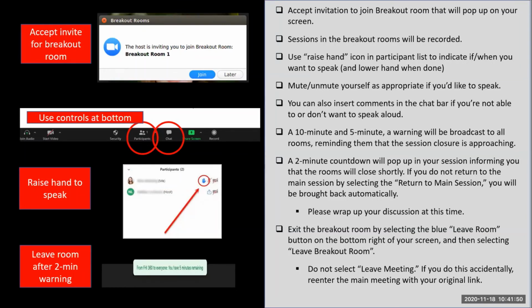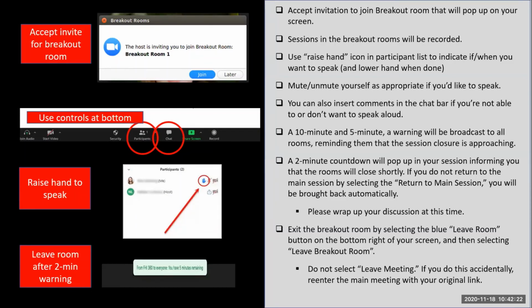We are hoping that there will be lots of time for interactive discussion. The facilitators will be guiding the discussion, and just for the sake of making things easy, we ask that you use the raise hand icon, and if you hover over the participant list, you'll see the raised hand icon. If you can't figure this out, don't worry, you can just go ahead and unmute yourself to speak. You can also insert comments in the chat bar, of course, if you don't want to speak or you're not able to unmute yourself.